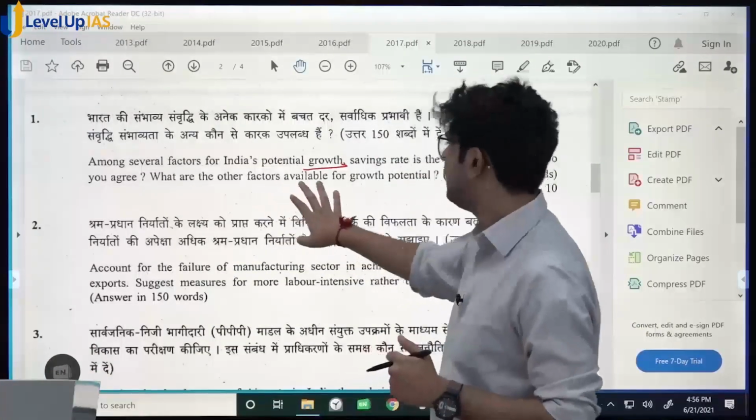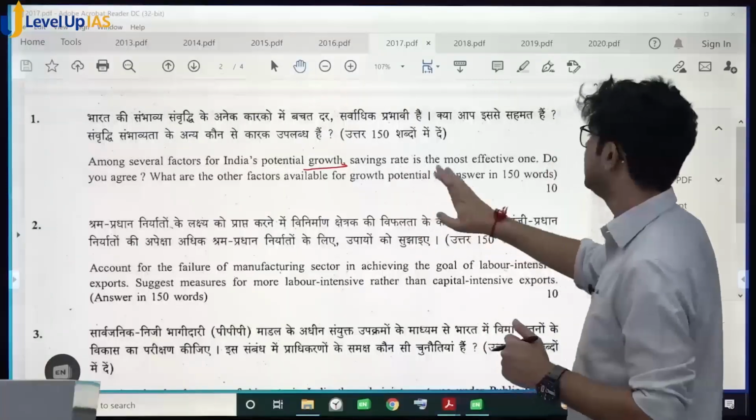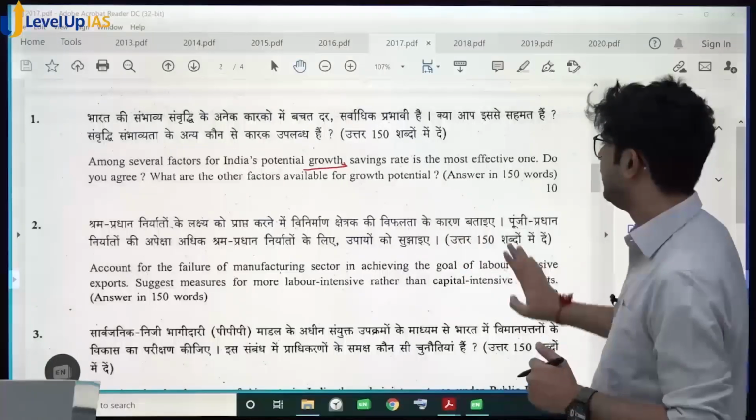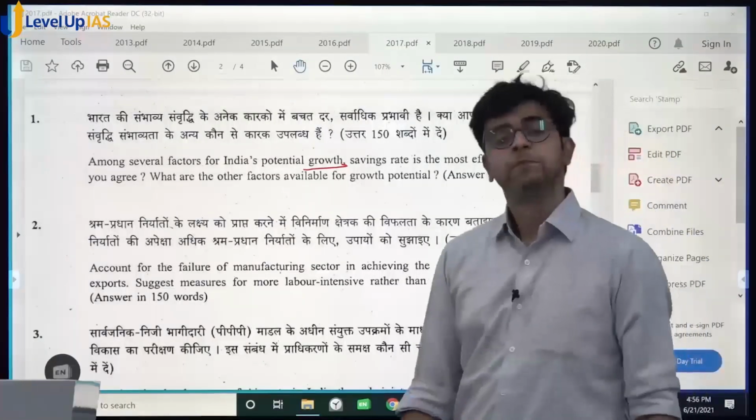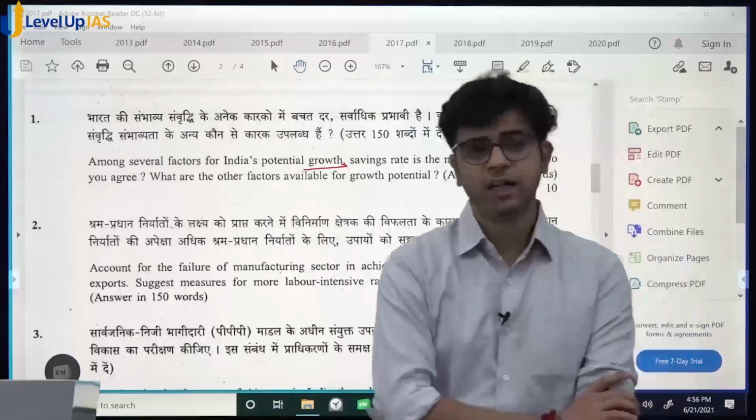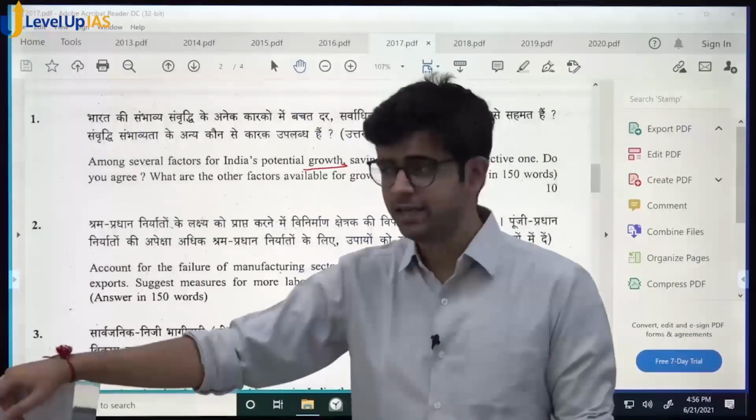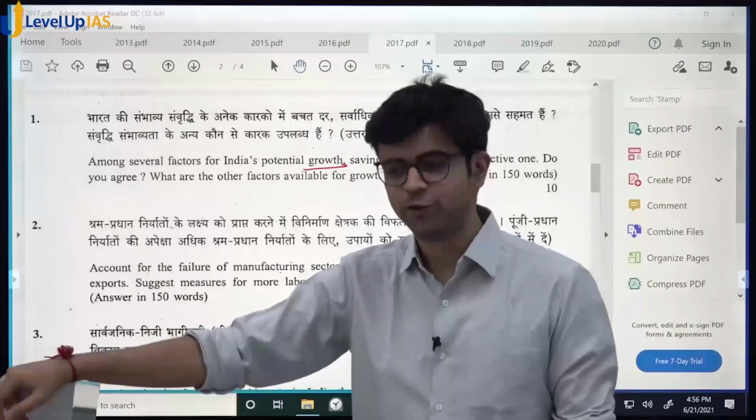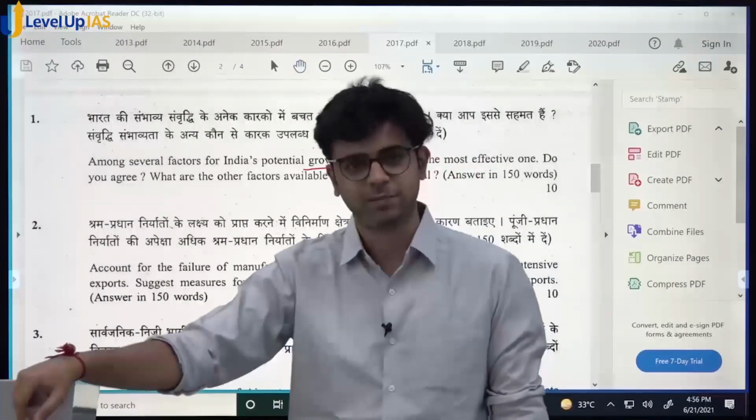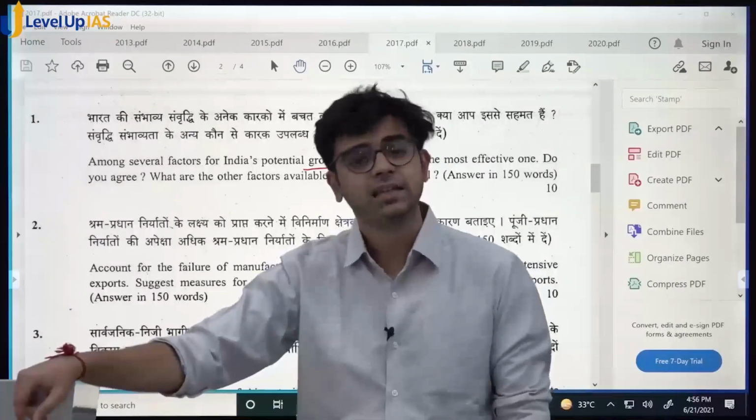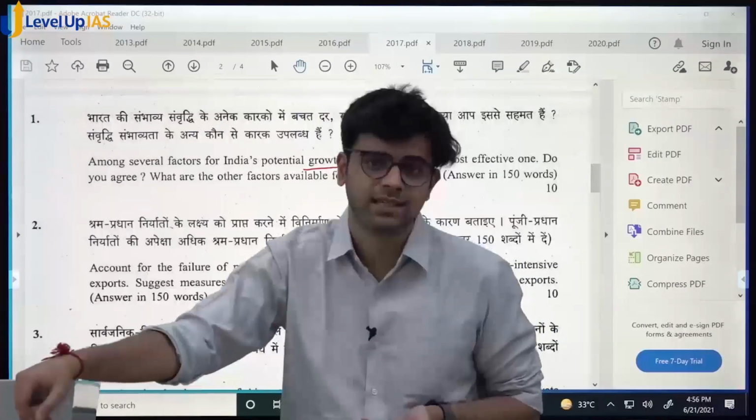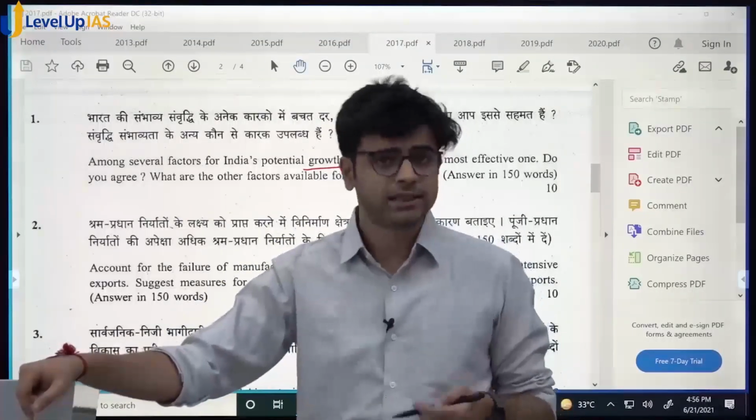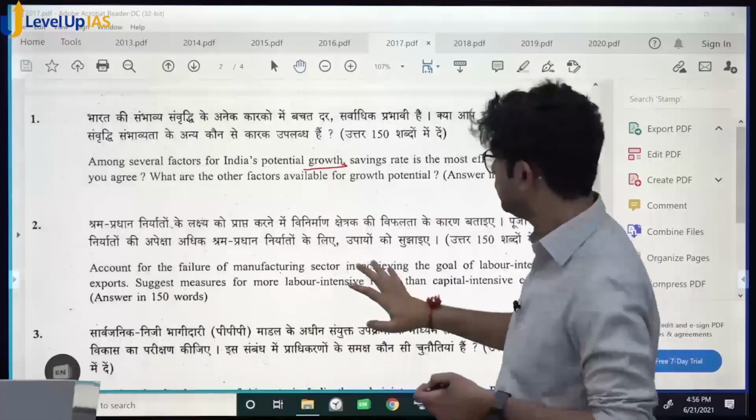So, among several factors for India's potential growth, savings rate is the most effective one. Do you agree? What are the other factors available for growth potential? Right? Now we will analyze the question. So many seniors must be telling you, and you must be seeing many videos that analyze past year question papers. So what is the meaning of analyzing? We see how it has been asked, what has been asked, etc. So we are doing analysis. Together we will do the analysis.